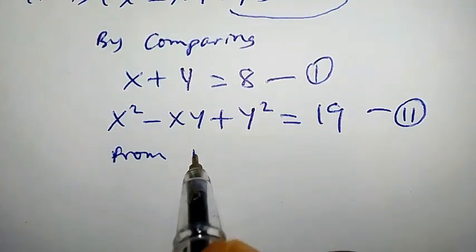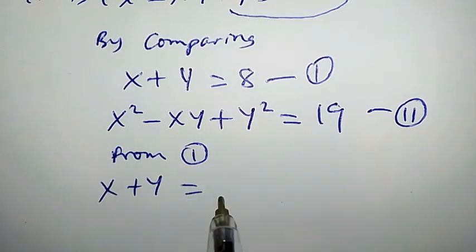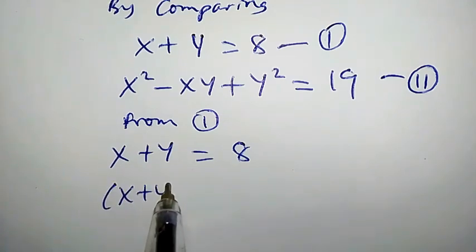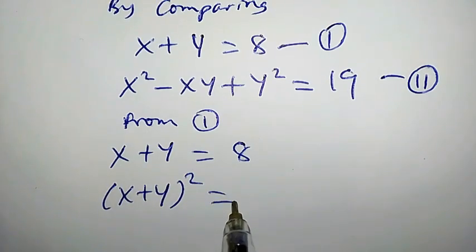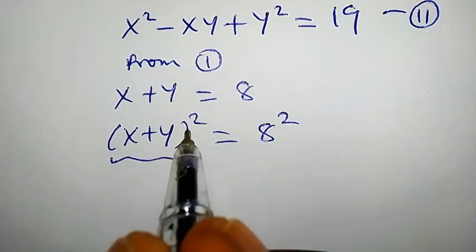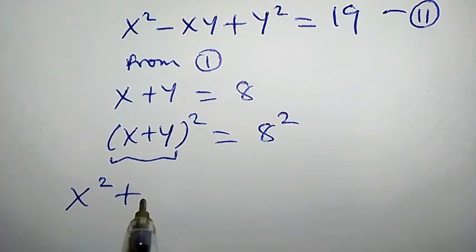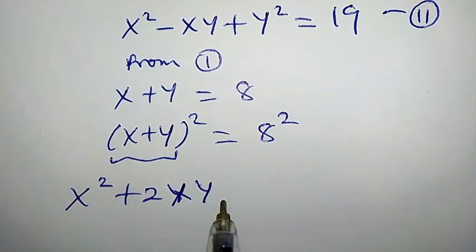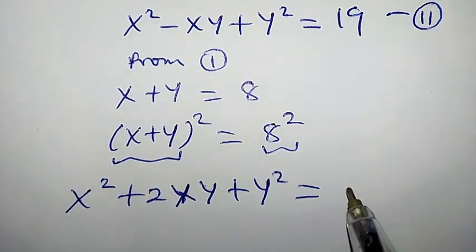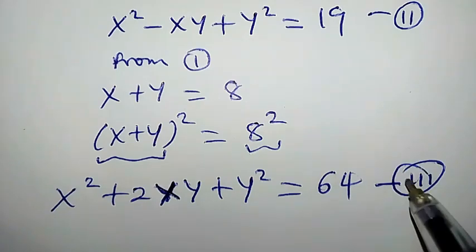From equation 1, x plus y equal to 8. Squaring both sides, we have x plus y all squared equal to 8 to the power of 2. If you expand x plus y to the power of 2 very well, you will arrive at x to the power of 2 plus 2xy plus y to the power of 2 equal to 8 to the power of 2, which is simply 64. Let us call this the third equation.